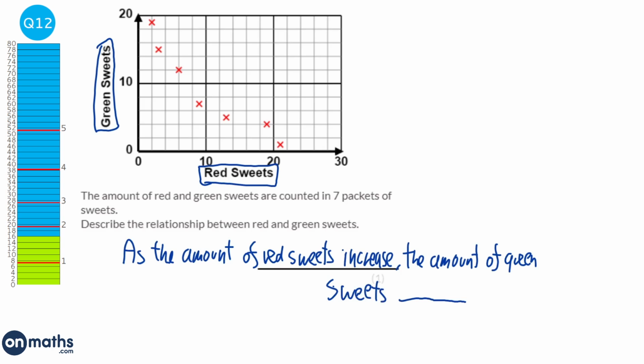So what we do is we look at what happens as we're going to the right. As red sweets increase, what's happening to the green sweets? Well, the green sweets start really high and then slowly are going down and down. So the word here is decrease. Obviously the other option is that they increase. An increase would be if they ended up making this kind of correlation here.